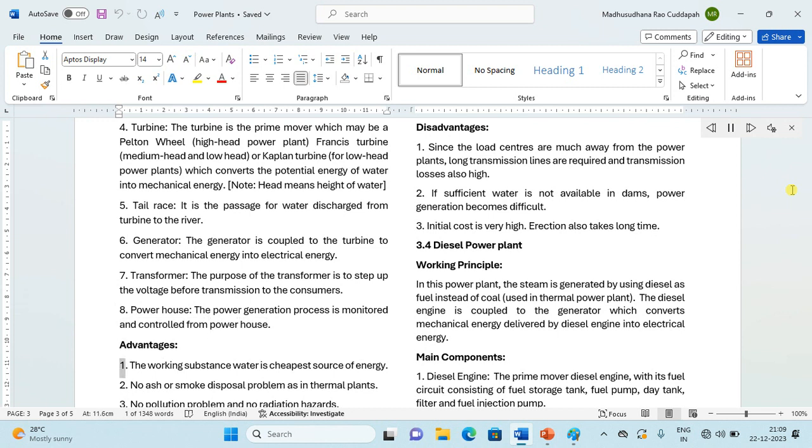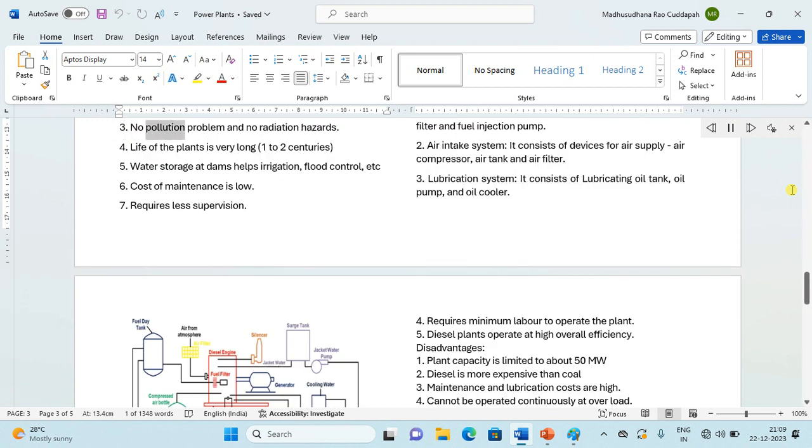Advantages. 1. The working substance, water, is the cheapest source of energy. 2. No ash or smoke disposal problem as in thermal plants. 3. No pollution problem and no radiation hazards.